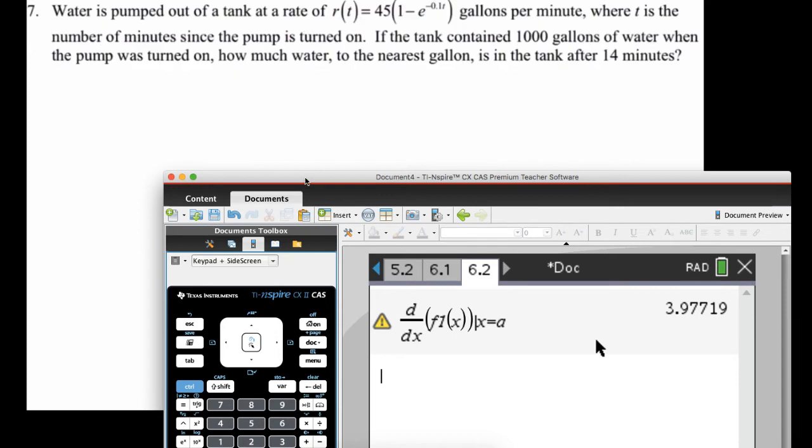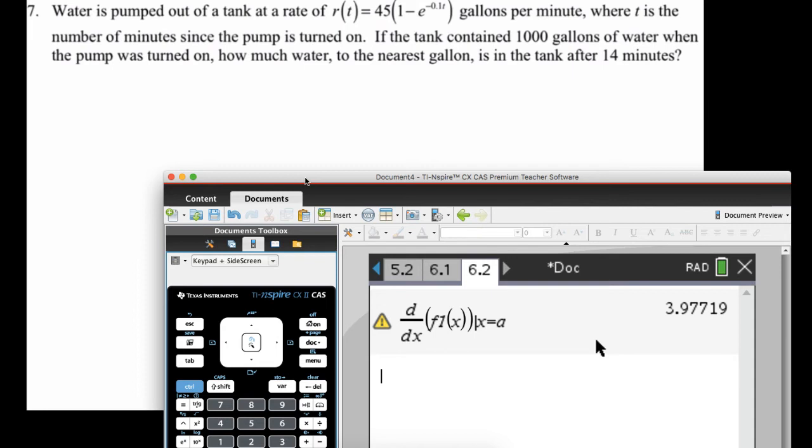All right, new problem. More water. Water is pumped out of a tank at the rate of R of t equals 45 quantity 1 minus blah, blah, blah, gallons per minute, where t is the number of minutes since the pump is turned on. If the tank contained 1,000 gallons of water when the pump was turned on, how much water, to the nearest gallon, is in the tank after 14 minutes?